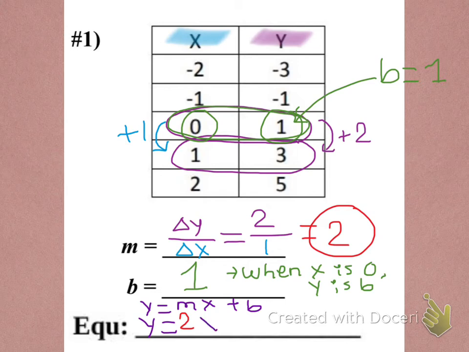2x plus, what is our b? It is 1, and it's a plus because the b value is a positive number, 1. Okay, so that is your equation, guys. Y equals 2x plus 1. I am just going to put a box around it, okay? And let's move on to the next one.